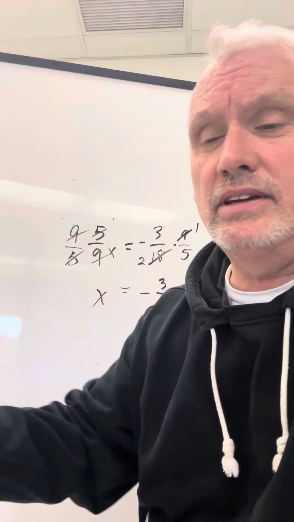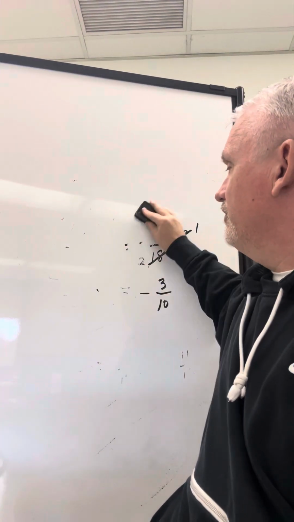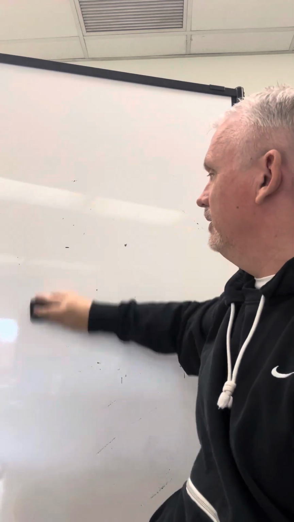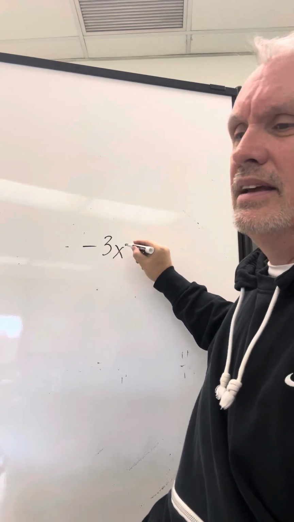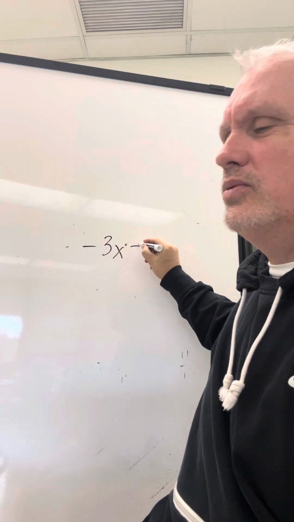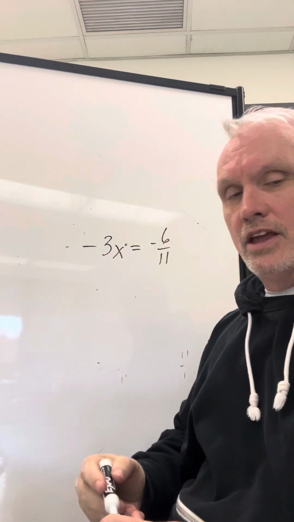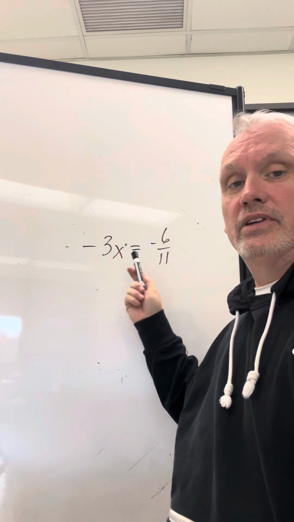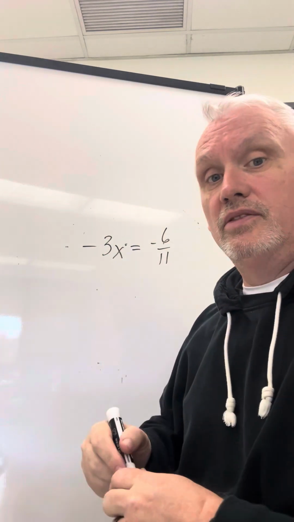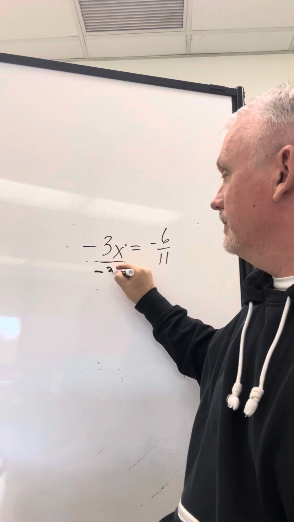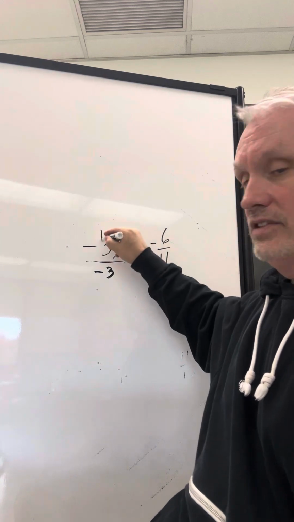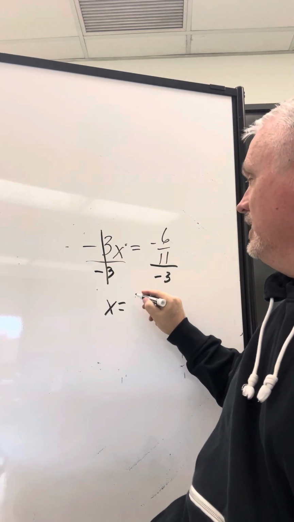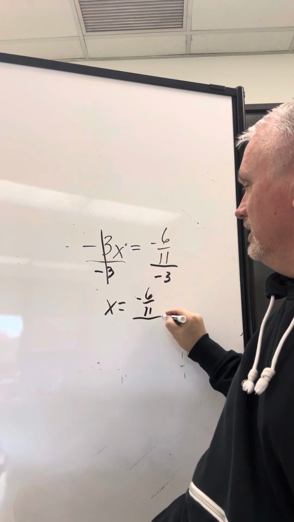I'll do one more of these examples. Not the fraction one, but what if I have a whole number? What if I have a whole number that looks like this? What if I give you -3x is equal to -6/11? Well, remember, in order to isolate the x, this says -3 times x, so you do the opposite. So you divide each side by -3. So these cancel out. X is equal to -6/11 divided by -3.